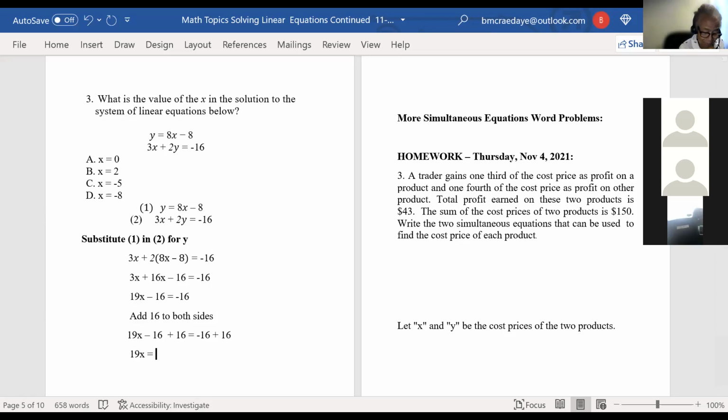That's 0. Okay, then what do I do next? Divide by 19. That's right, divide both sides by 19.